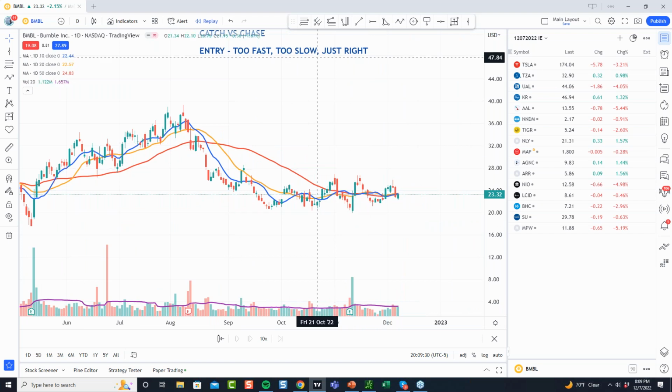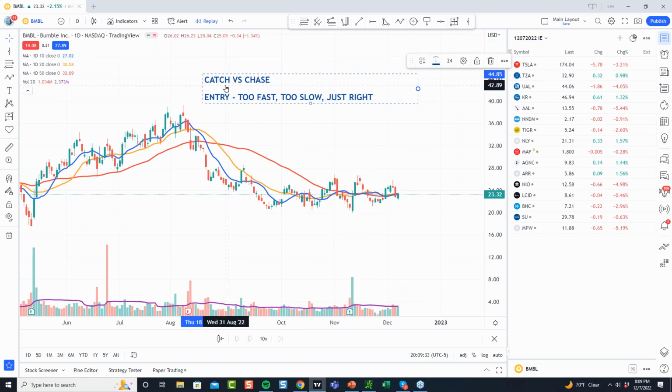Too fast, too slow, just right. Okay. What we're going to do is we catch trades. So to catch, we have pending entries.